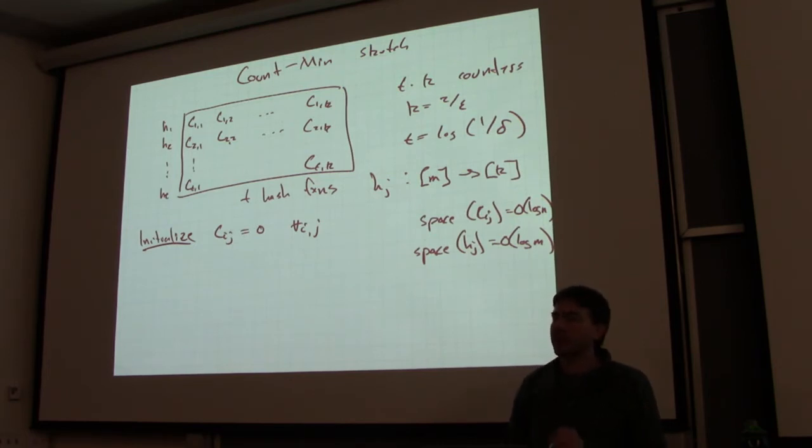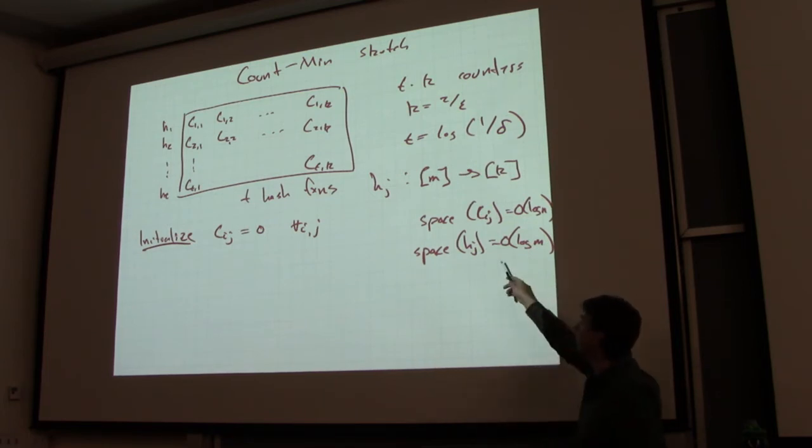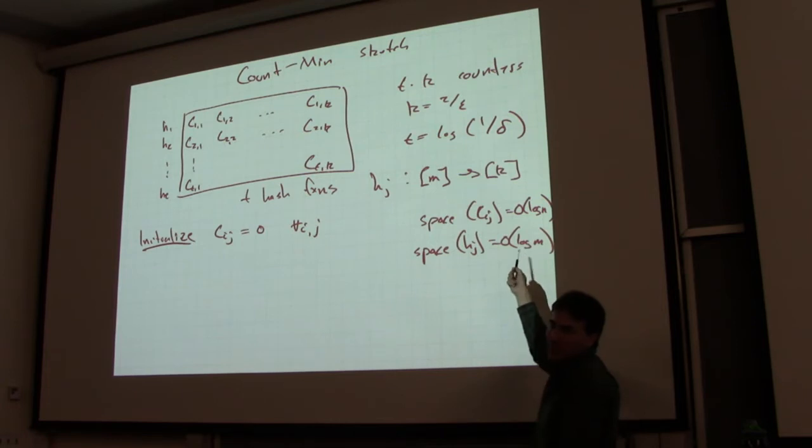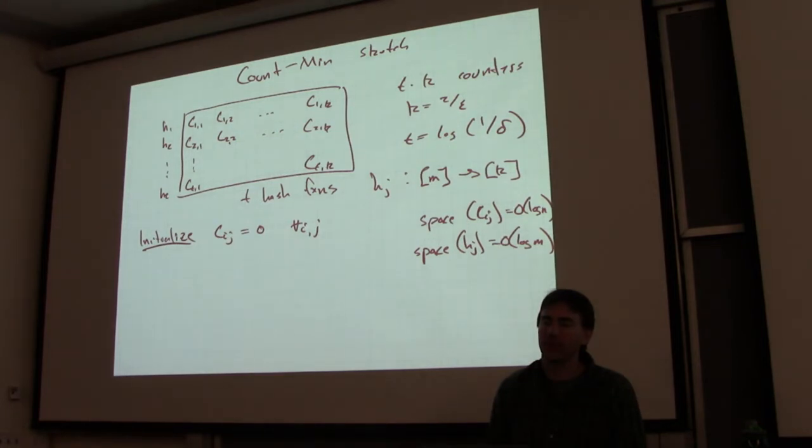Yeah, that's how many bits I need to count the stuff in the stream, and to store a hash function it's about log m space, which is reasonable. I'm just having a tough time picturing what m and n would be in real life practice.